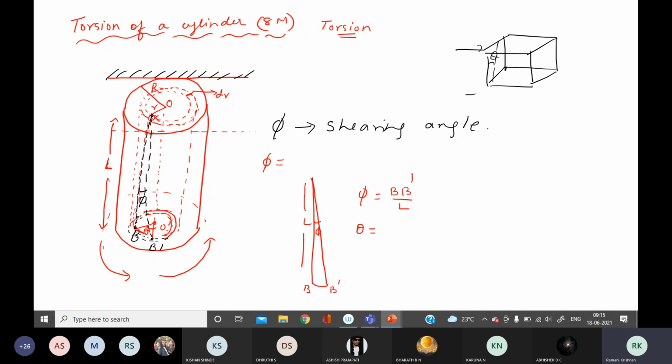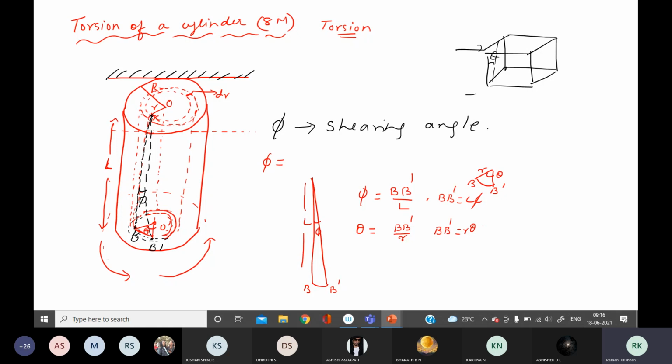See this diagram. If you want, I'll draw that diagram also here. At the lower end, theta is the angle made. This is B dash, and now this is R. Now tell me what is theta? Same way, opposite side. What is the opposite side? BB dash. And the length now is the radius R. So in the upper layer I get BB dash is equal to L phi. In the lower layer I get BB dash is equal to R theta.